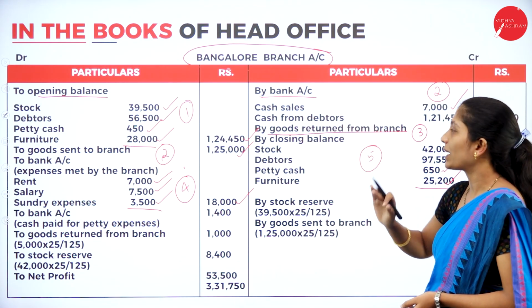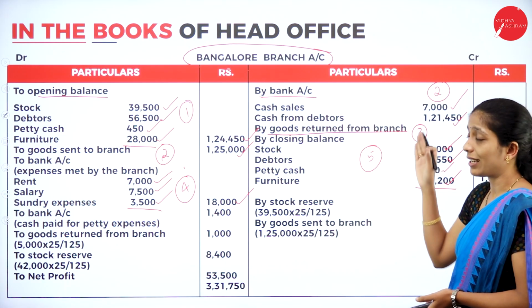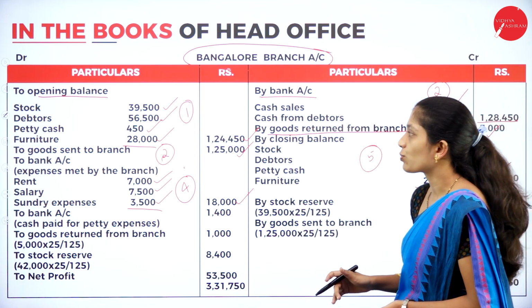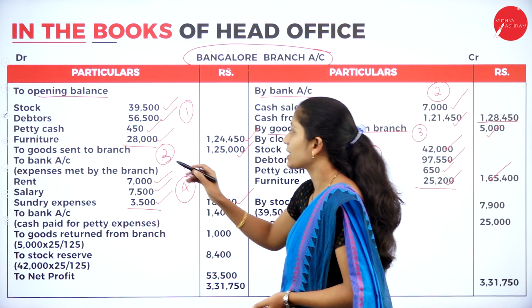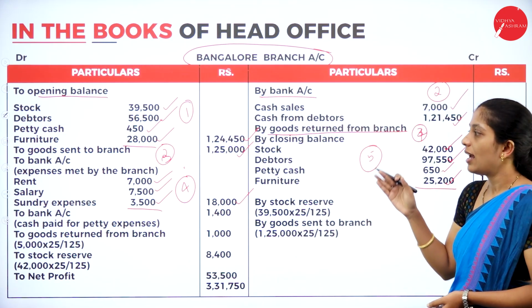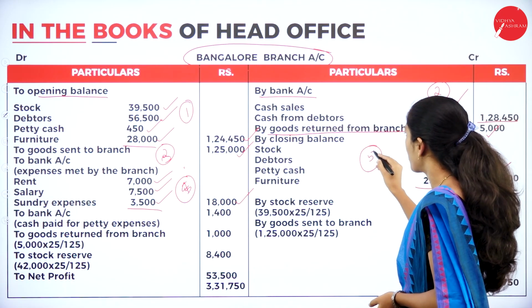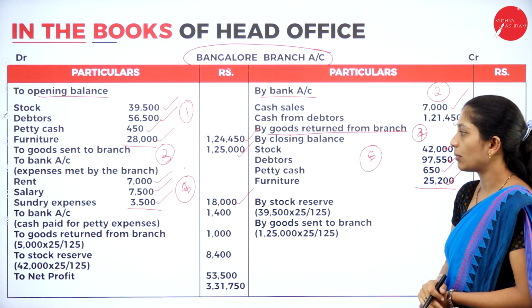So the first step is the opening balance, the second is the amount which has to be paid to the branch, that is head office, and the third one is goods sent. Next, the fourth is goods returned. And the fifth one is expenses met. And the sixth step is recording of the closing balance.